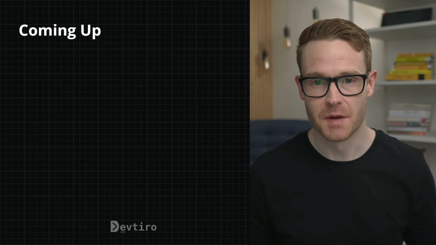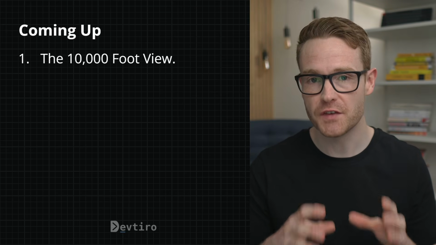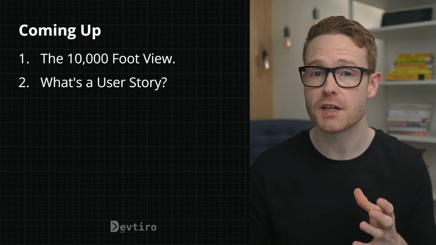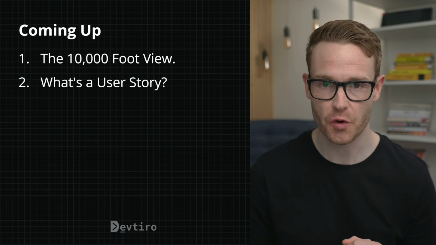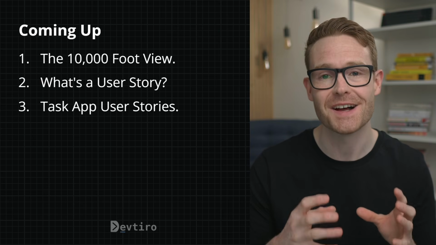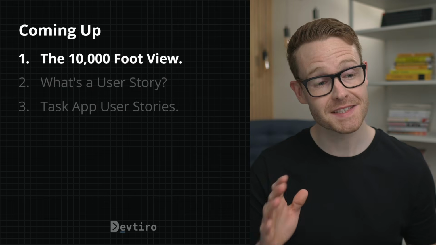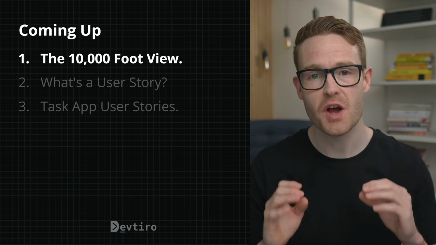So what does our app need to do? Well, let's explore this build's requirements. So here's what we have coming up in this lesson. I'm going to take you through the 10,000-foot view of this build. We're then going to ask the question, what is a user story? Before then going through the task app user stories. So let's get started then with the 10,000-foot view of this build.